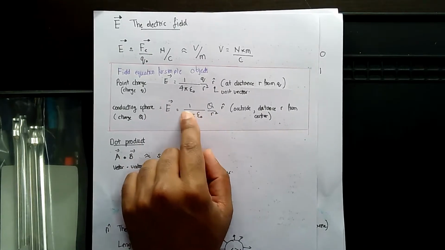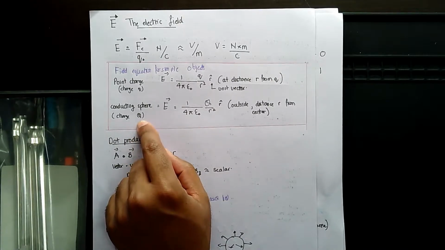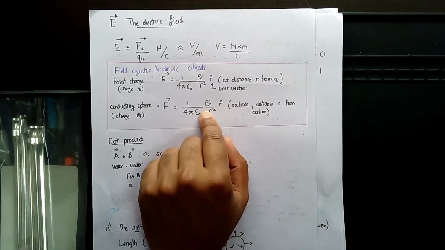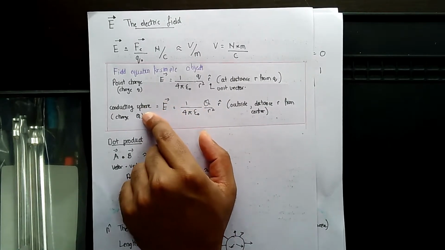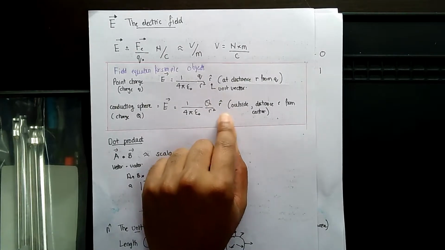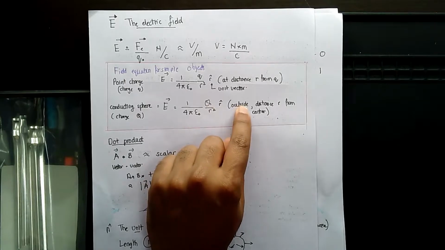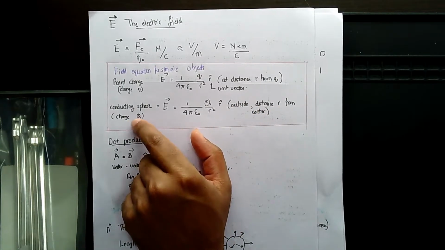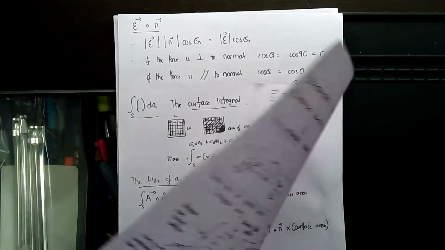And the same equation goes to a sphere. It's the exact same equation. It's just that you have a capitalized letter because it's an outside distance from the center. It could be a point charge or it could be a conducting sphere. Doesn't matter. The equation is very similar. 1 upon 4 pi epsilon 0 q divided by r square, where q is at an outside distance r from the center, but it's still a charge. The q is the charge. This is small and this is capital, but it's exactly the same formula.